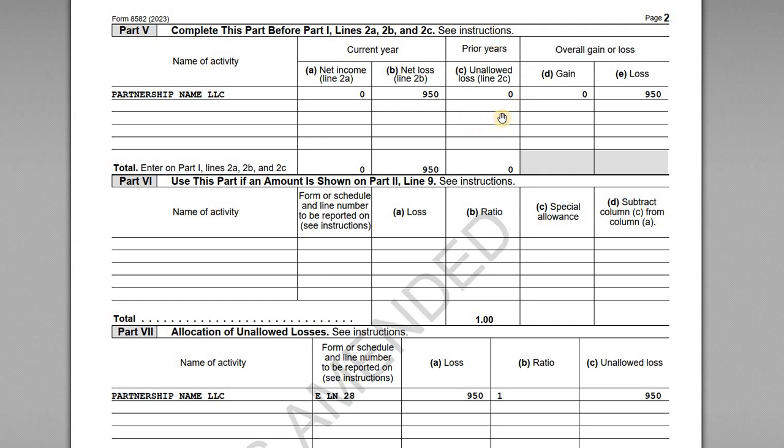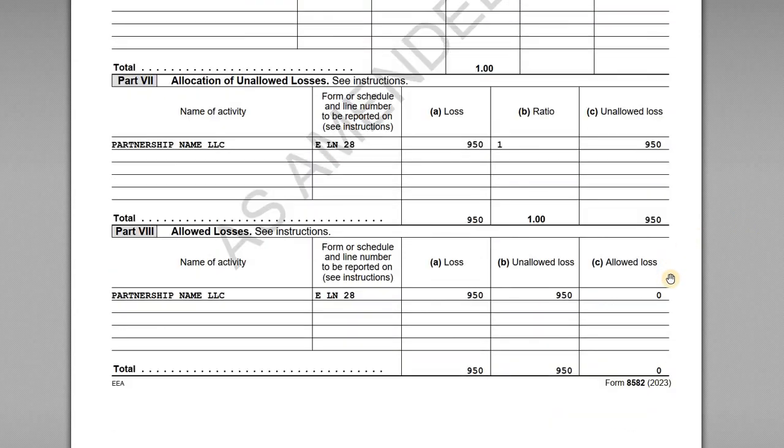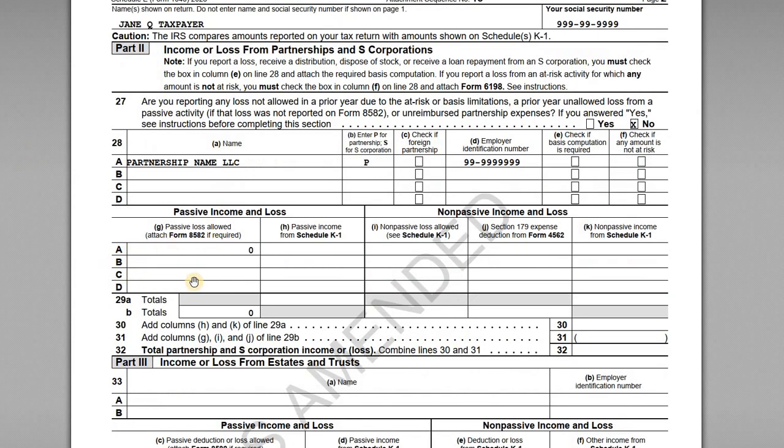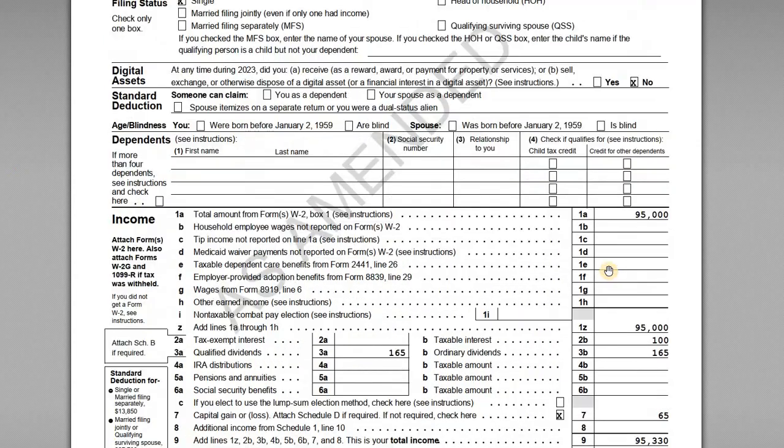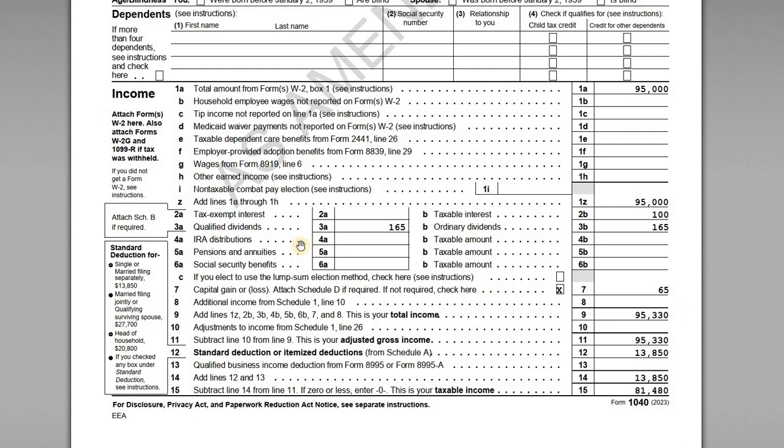There's no prior year unallowed because this is her only investment, and this investment was started in the current period. So the overall gain or loss here is $950, and this is going to be a passive activity loss. The allowed loss for this investment in the current period is going to be $0. The unallowed is $950. And so on Schedule E, the passive loss allowed for the current period is going to be $0. So now that we've updated that $0 figure, Schedule 1 has been updated to zero that out. We're not claiming the loss anymore. And on the 1040, you can see here on Schedule 1, no more deduction of the loss.